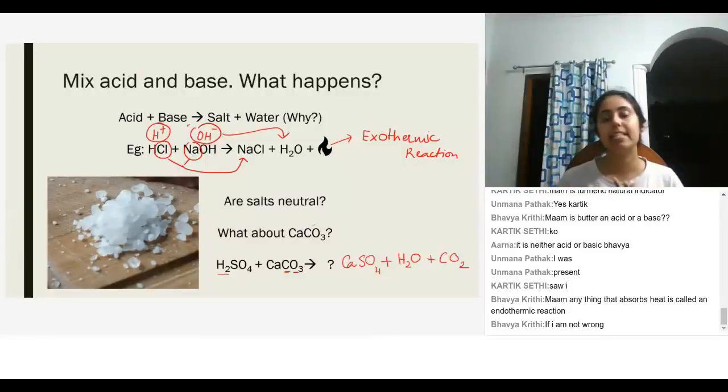Ma'am? Yes. Ma'am, if we have a strong acid and a strong base, it will be a neutral salt, right? Yes, it will be a neutral salt. That is right. Okay, ma'am. Then how do we know what is strong and what is weak? How do we do the pH test? Yeah, you can do the pH test.